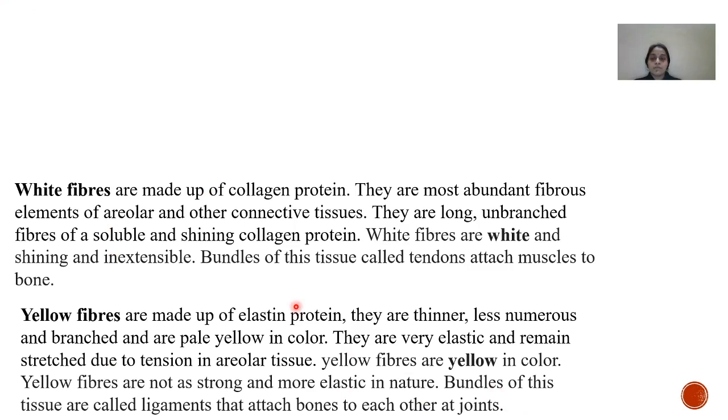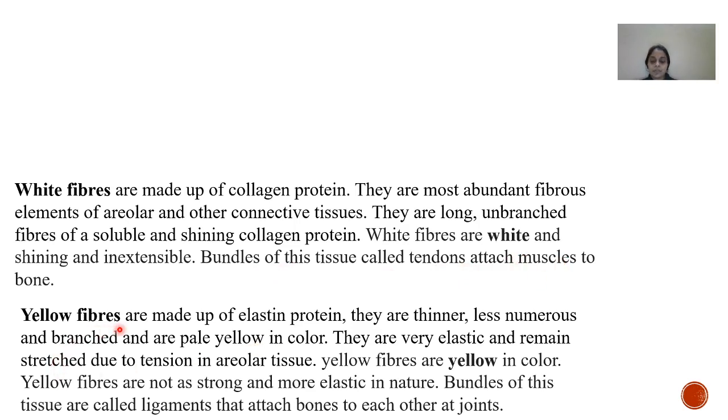So what are white fibers and yellow fibers? White fibers are made up of collagen proteins. They are the most abundant fibrous element of areolar and other connective tissue. They are long, unbranched, white in color, they have a shining appearance, shining collagen protein, and they are inextensible. So bundles of these white fibers are called tendons. They do attach muscles to bone.